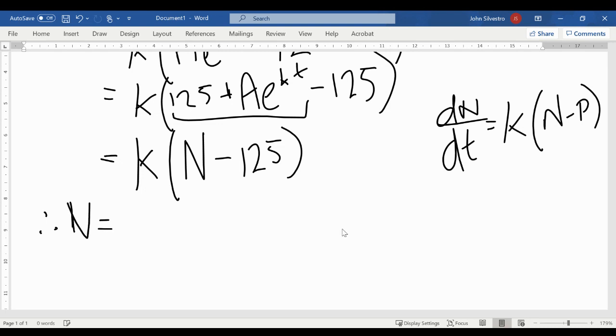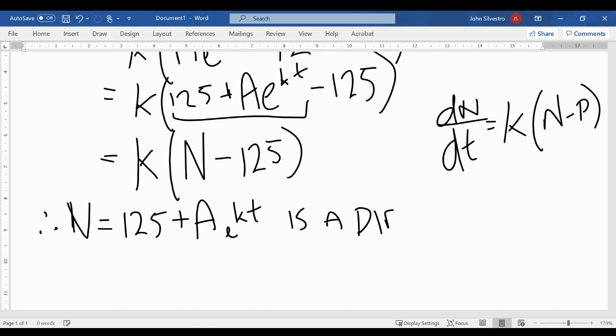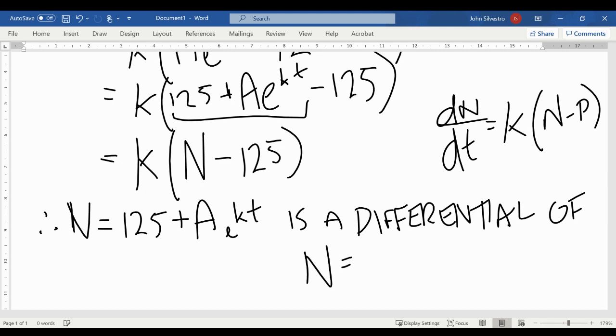So therefore, we can say n equals 125 plus ae to the kt is a differential of our original equation, n equals p plus ae to the kt. Right? That's one possible solution.